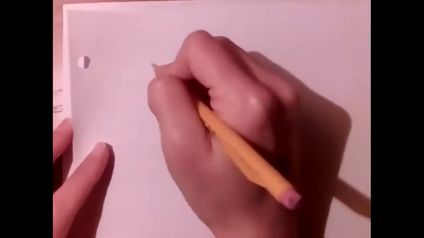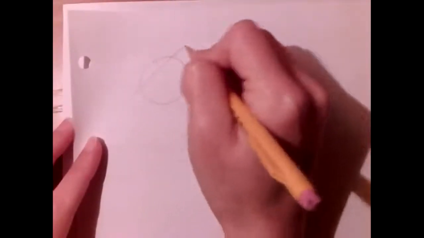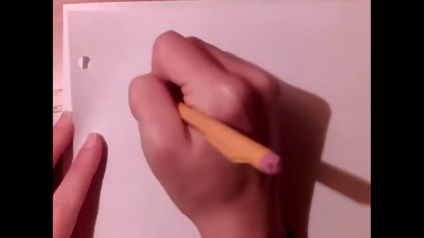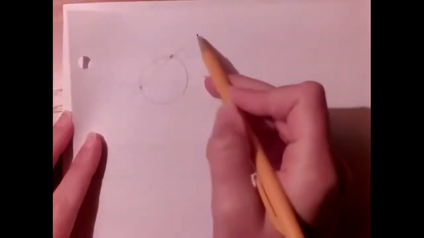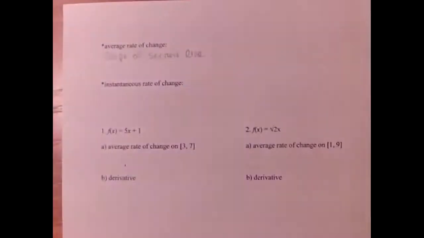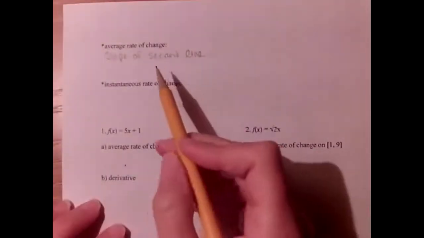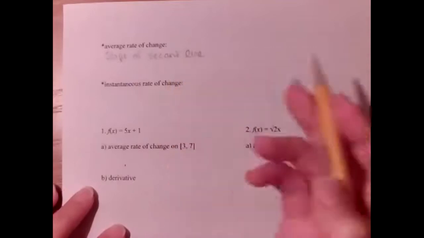You know how you had a circle and then there was a line that went through it like this and it hit at 2 points and it was called a secant line? That's where that comes from. So it is slope of a secant line. It's over an interval, so it's going to hit the graph at 2 points.